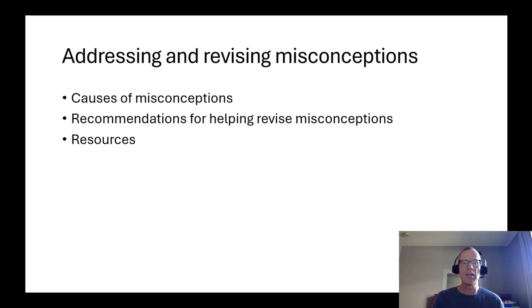Three main topics. One, causes of misconceptions. Spend a little bit of time on that. And then recommendations for helping revise misconceptions, or remediate misconceptions, or change misconceptions. Pick the word that you think is appropriate, and then I will share some resources with you.